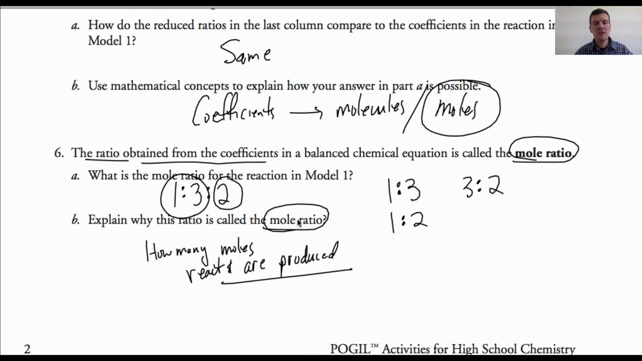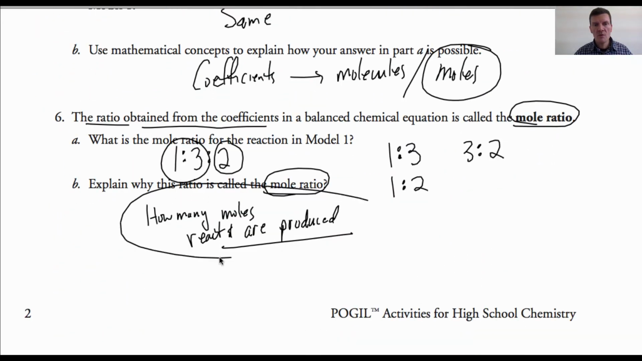We're basically comparing number of particles, and moles is just how many particles. It's a large number of particles, but it's a certain number of particles. It's just a number.